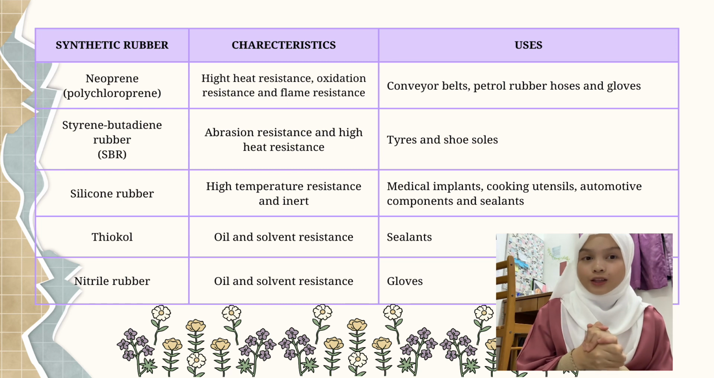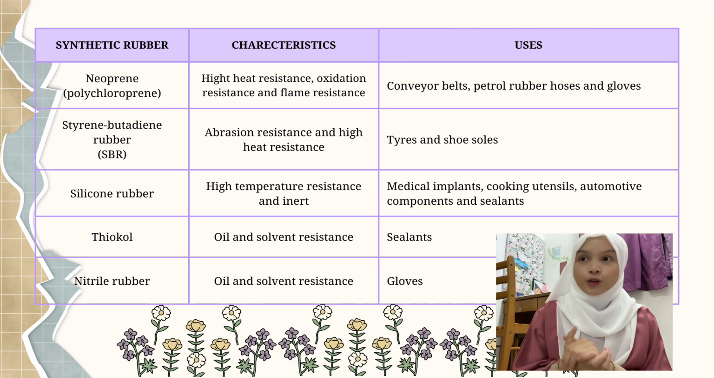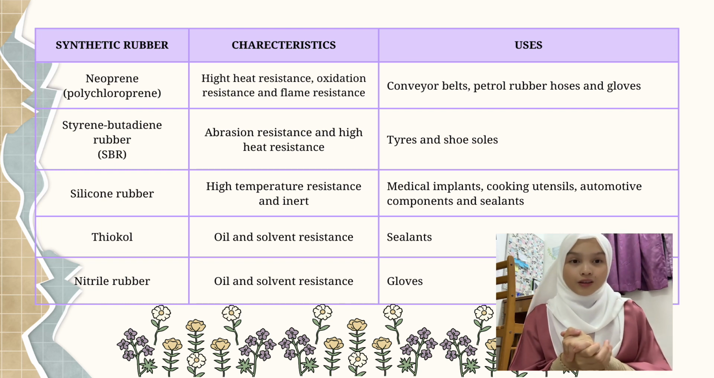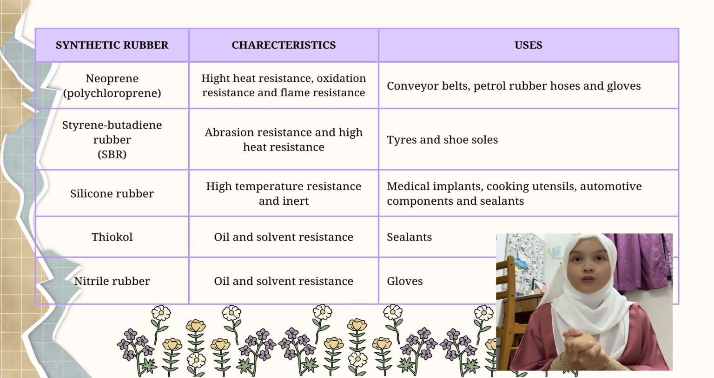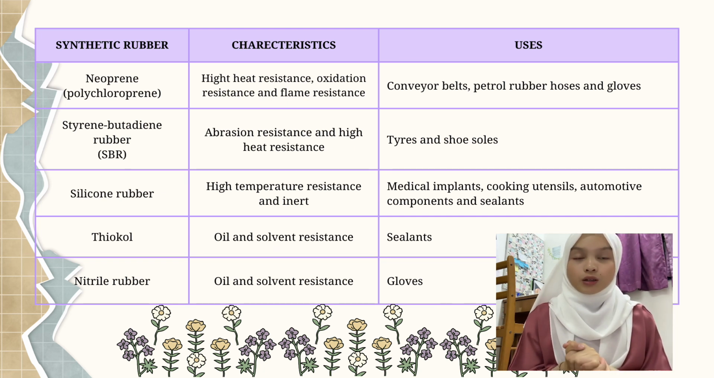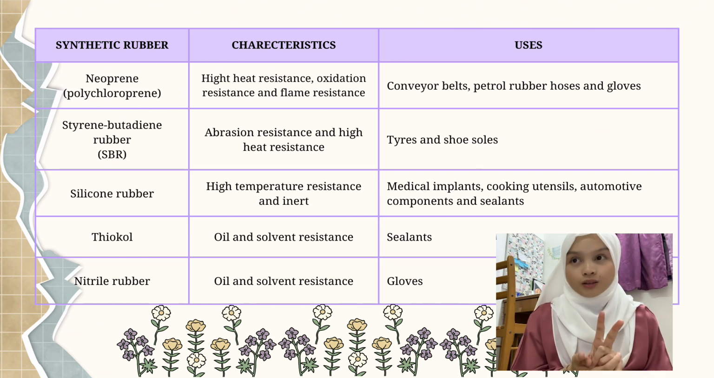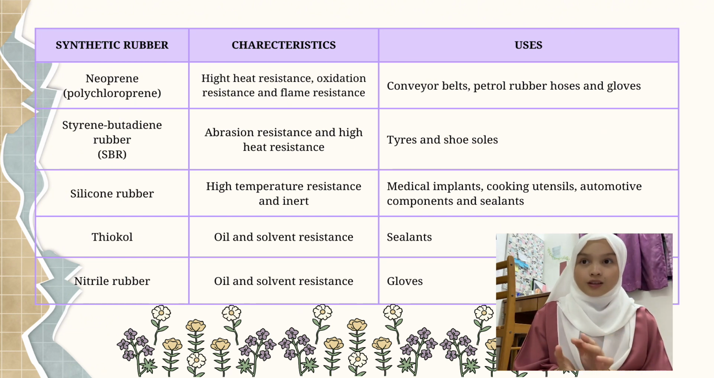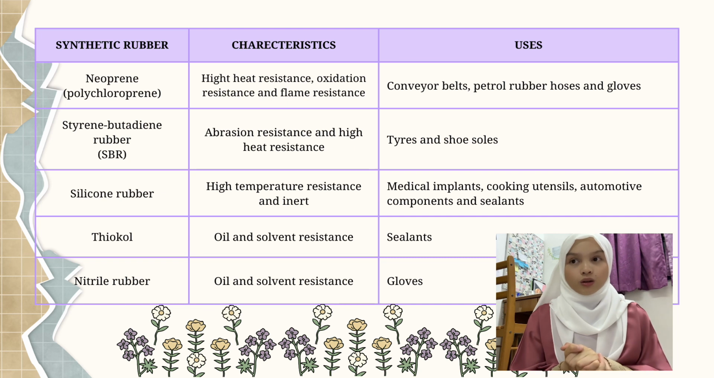Now, I will explain to you the characteristics of synthetic rubber and its uses. For neoprene, it has high heat resistance, oxidation resistance, and flame resistance. Its uses: conveyor belts, petrol rubber hoses, and gloves. Number 2, styrene butadiene rubber. Abrasion resistance and high heat resistance. Its uses: tires and shoe soles.